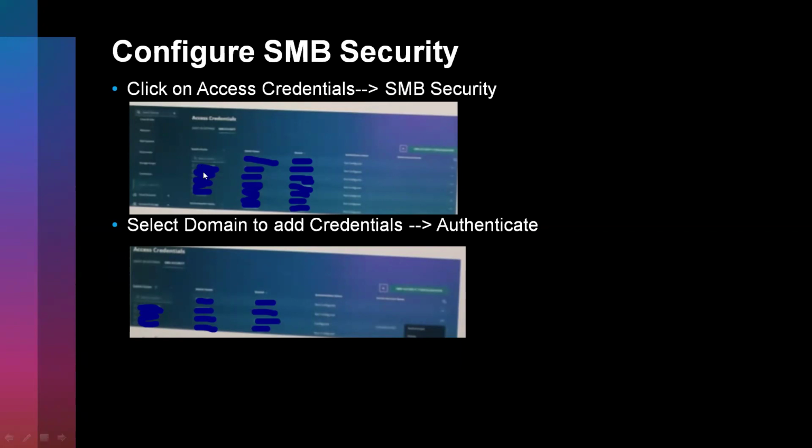Under SMB security, we can see all the clusters and domains which we have already added into Rubrik. For those domains, we have to add Active Directory details like service account name, username, password, AD server name, and all. To provide the details, we have to select the domain name to which we are providing the details, click on the three dots, and click on authenticate.